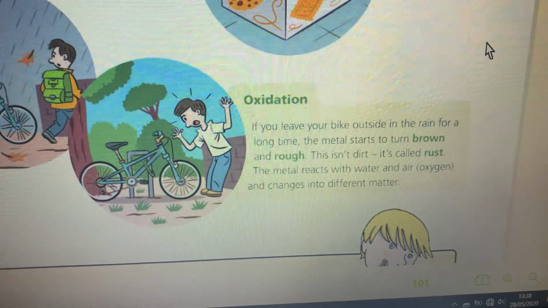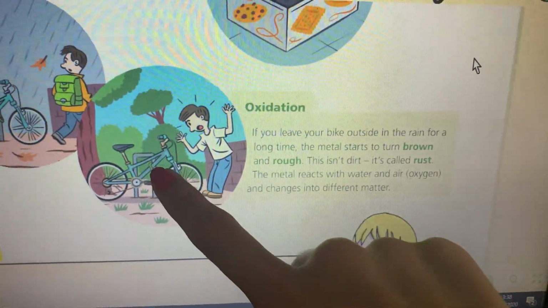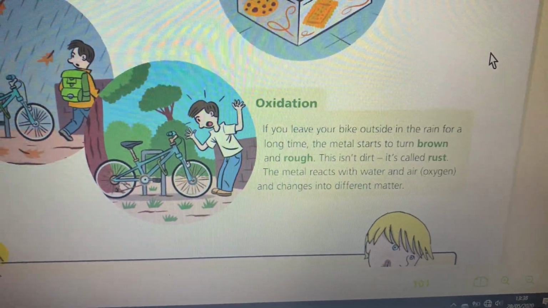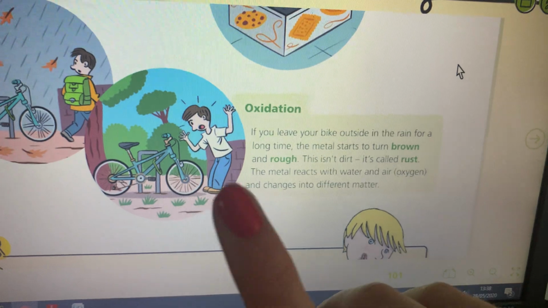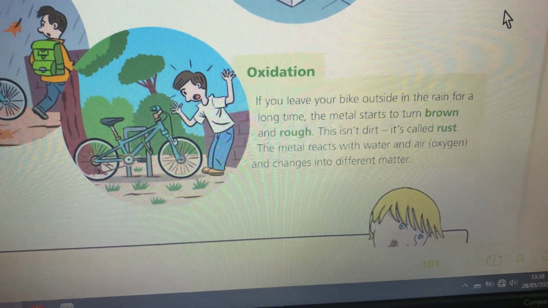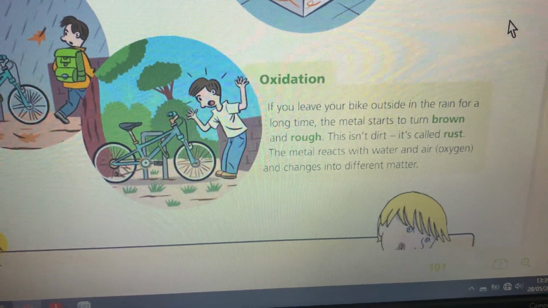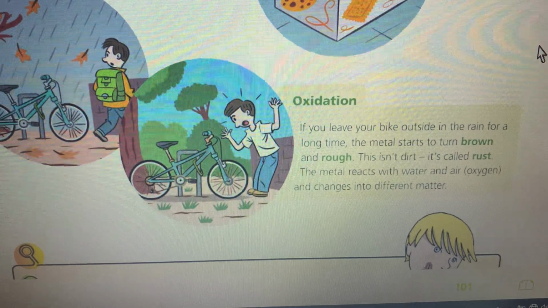Let's study the other chemical change, oxidation. It says, if you leave your bike outside in the rain or the snow for a long time, the metal starts to turn brown and rough, and it's very dangerous to touch with your fingers. This isn't dirt, it's called rust. The metal reacts with water and air, oxygen, and changes into different matter, okay?